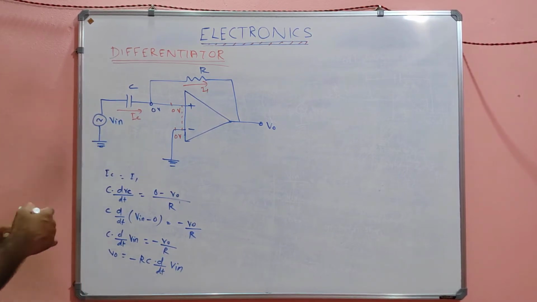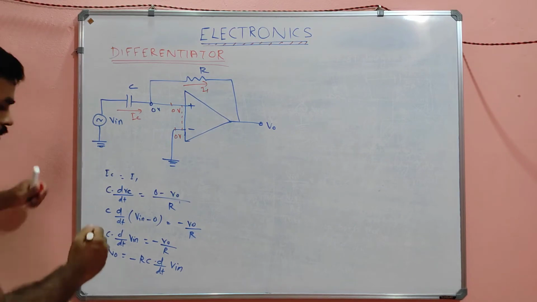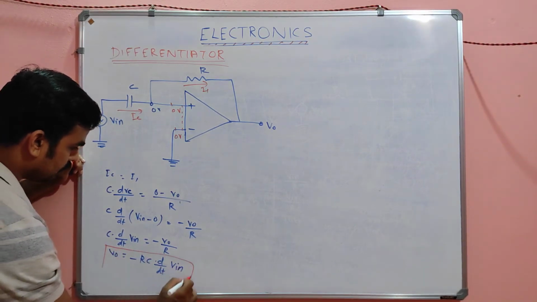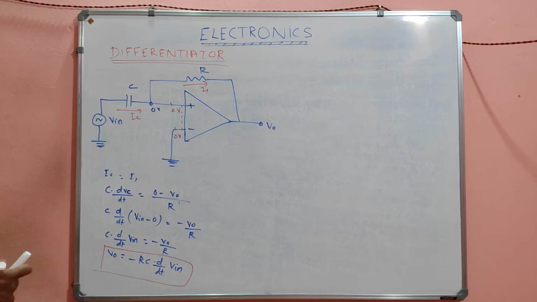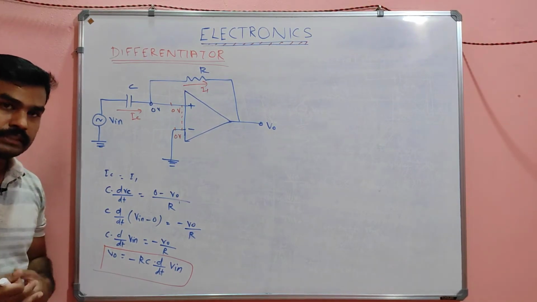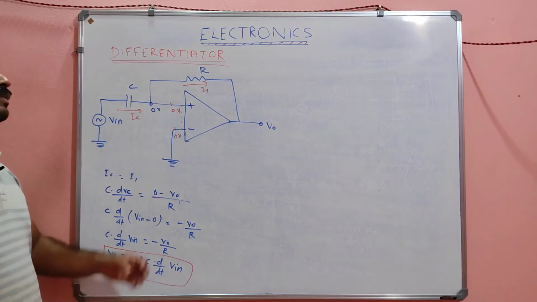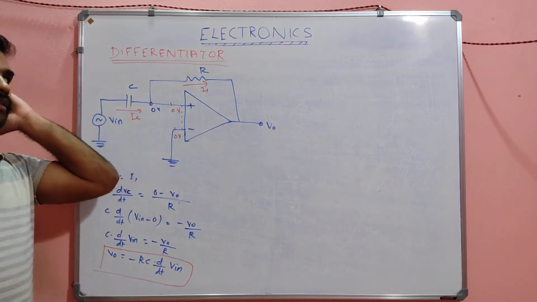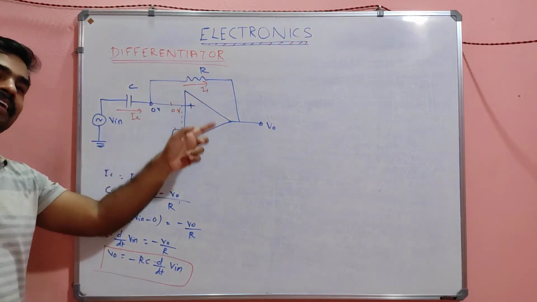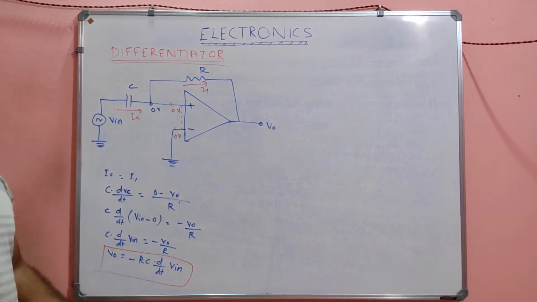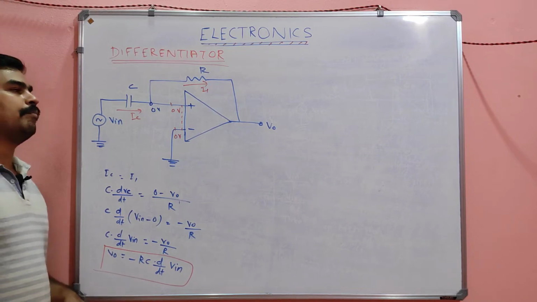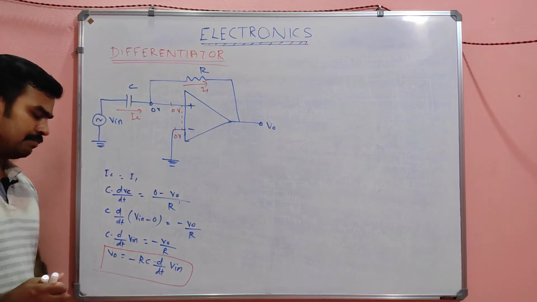That is the equation of the differentiator. Is it clear, my dear? That is the equation of the differentiator. In a practical differentiator, some capacitor can be added in order to get stability. So that is not that much important.